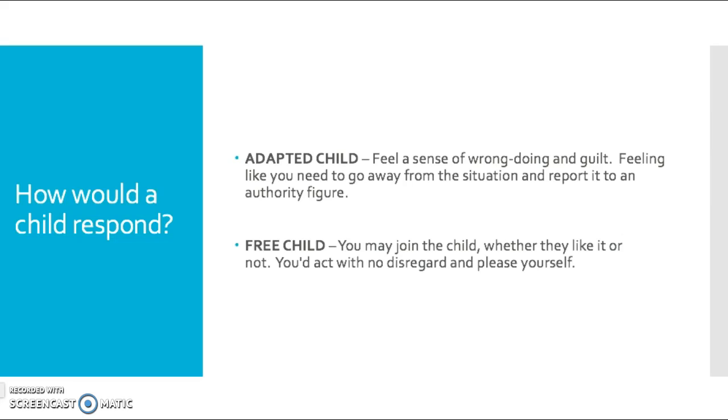Okay, so how would a child respond to this? So first of all, you've got your adapted child. This is your child that knows right from wrong, and it's learnt how the parent is and learnt how he's going to respond to that. So they feel a sense of wrongdoing, a sense of right and wrong, and a sense of guilt. So in this situation, you might feel like you need to go away from the situation and report it to an authoritative figure. What you've done is you've reverted to your child self, and you want to report it to the adult.